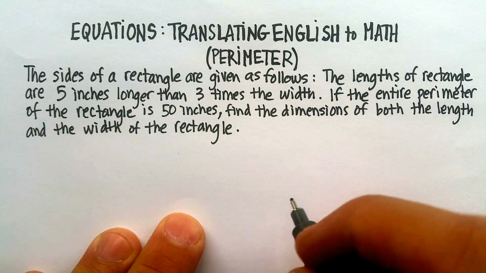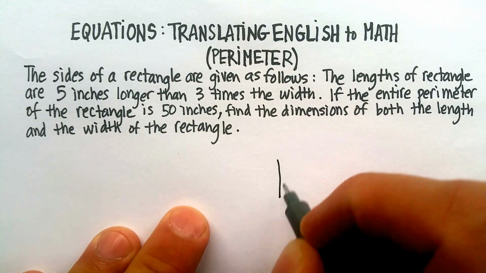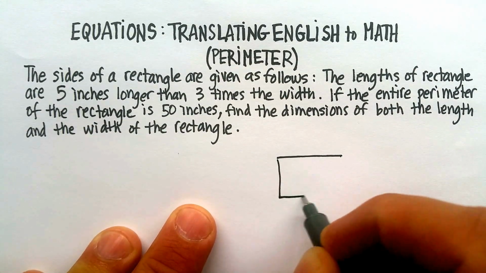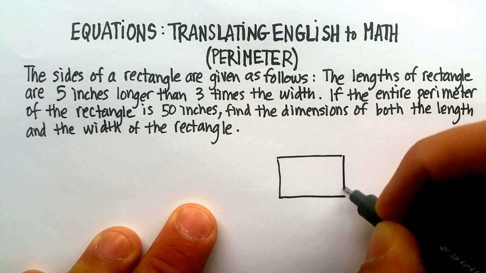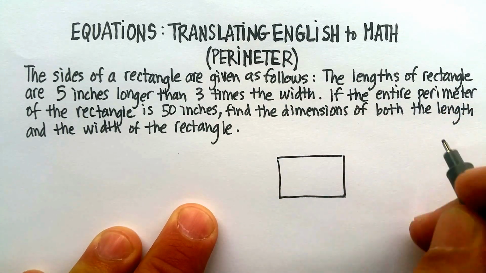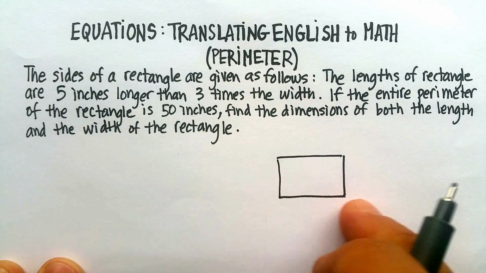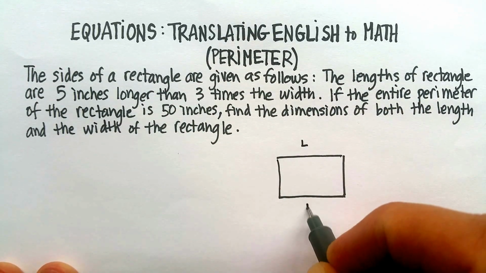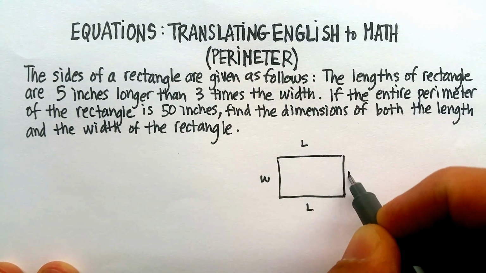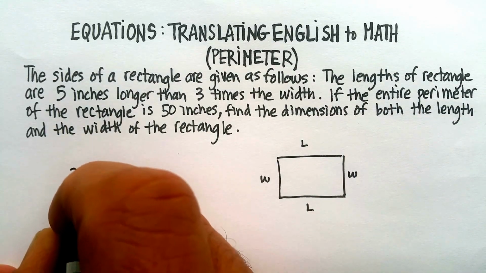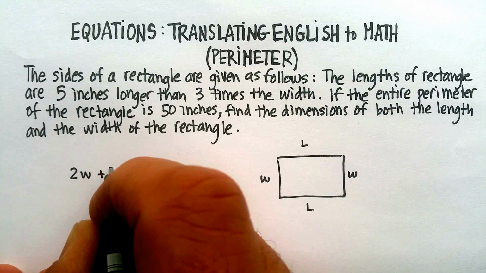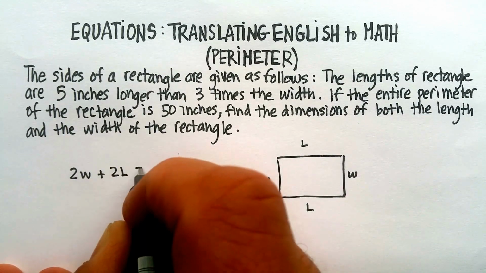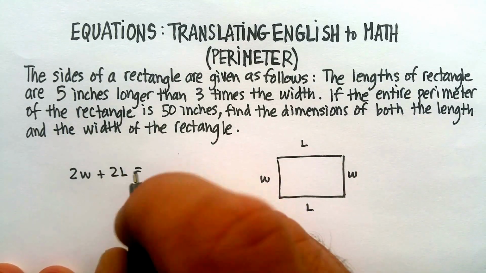Okay, so first of all, we know what a rectangle looks like. Something like this, where the two lengths usually tend to be longer than the two widths. Okay, so we can figure out that the perimeter is, we'll call this a length, we'll call this a length, we'll call that a width, we'll call that a width. We could say that 2 times W plus 2 times L, in this particular case, is 50 inches, right?